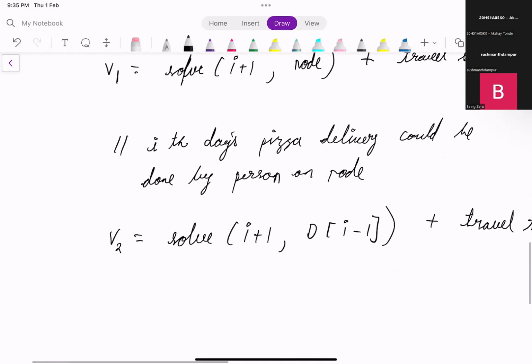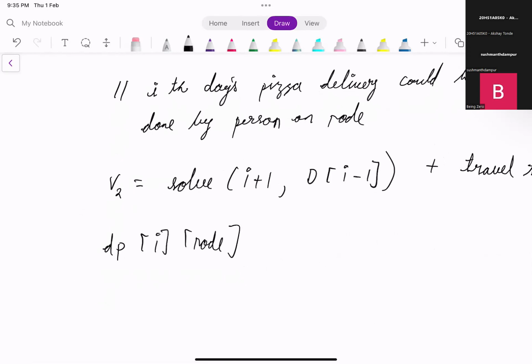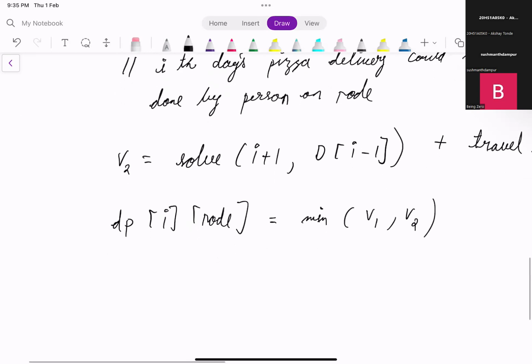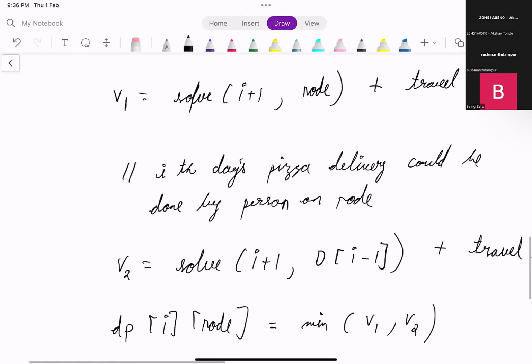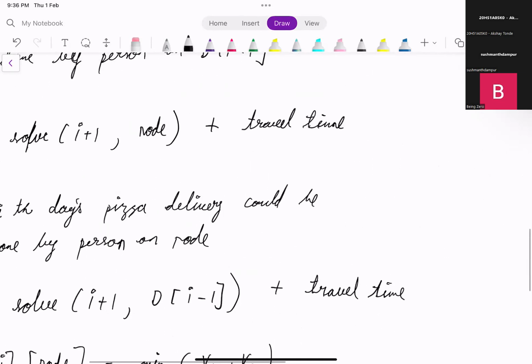So can we say that dp of I of node, the value of dp of I of node, that is reaching the I days with node. Let's say we reached the ith day with a parameter node, and from now if we recursively explore and find the answer, then the best answer that we got is either v1 or v2. Because we want to minimize our time, we'll pick the minimum one among both the choices. So this will be our dp. This is how we can make the transitions.